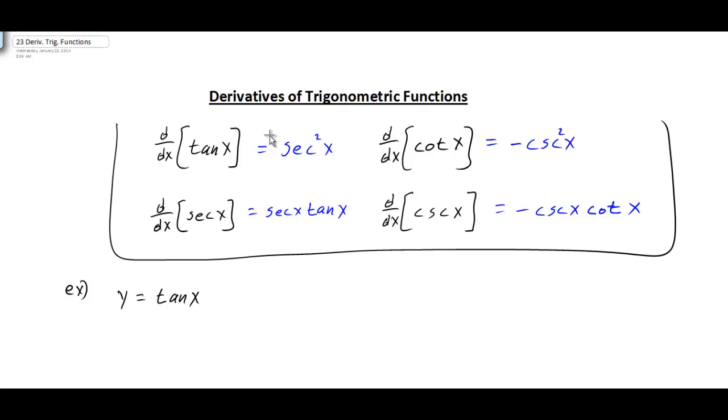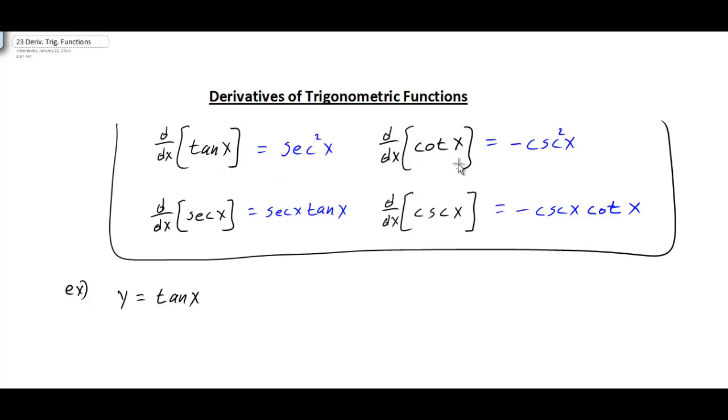Hello, this video is going to look at finding the derivatives of your trig functions. Before we looked at sine and cosine, and here we're going to look at the tangent, secant, cotangent, and cosecant functions. And once again, just like the sine and cosine functions, these you just have to basically memorize. For example, the derivative of the tangent of x is simply secant squared x.